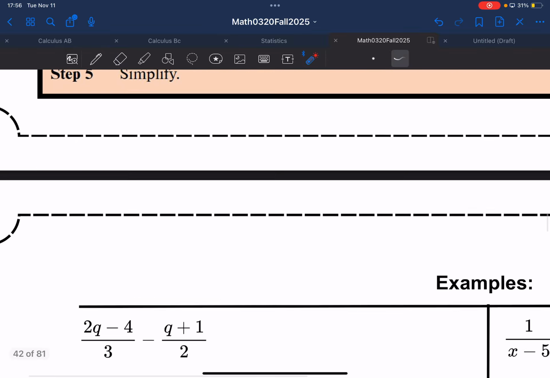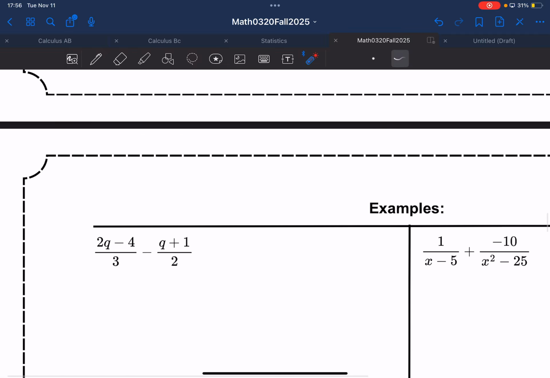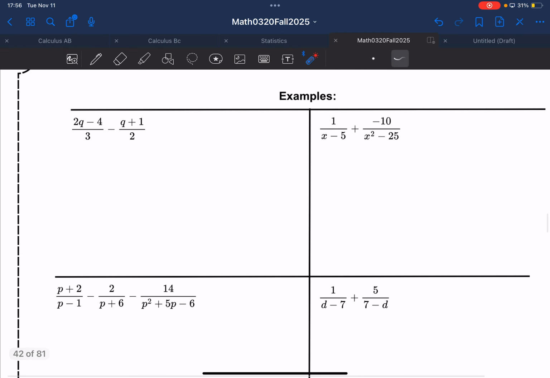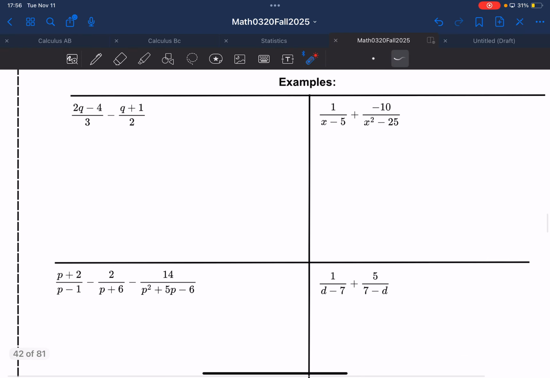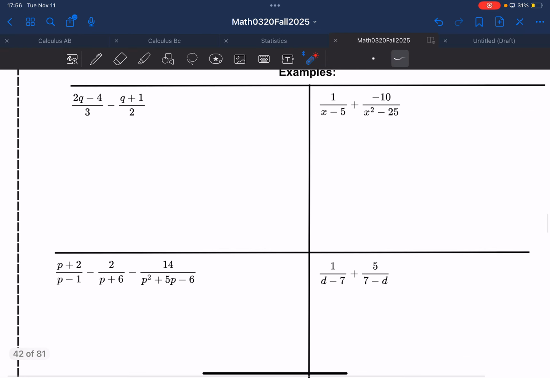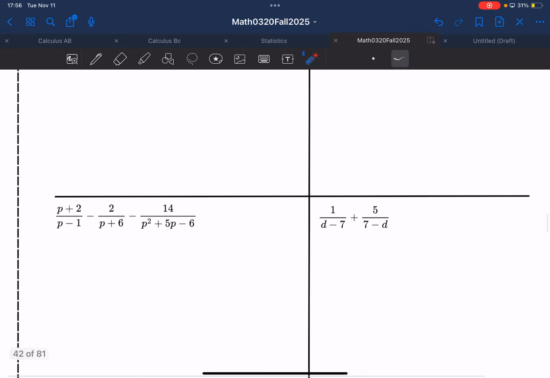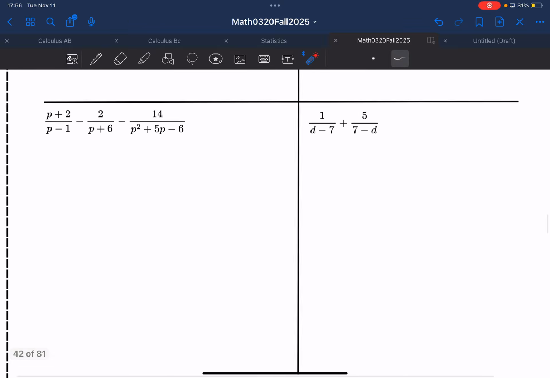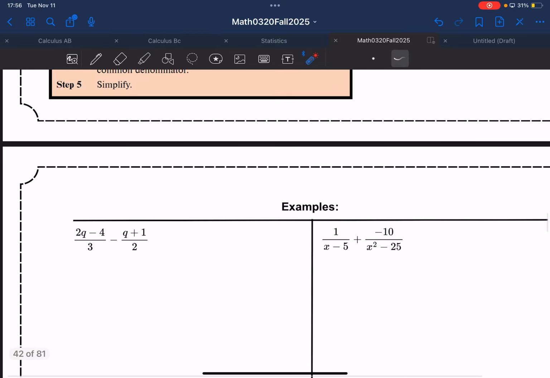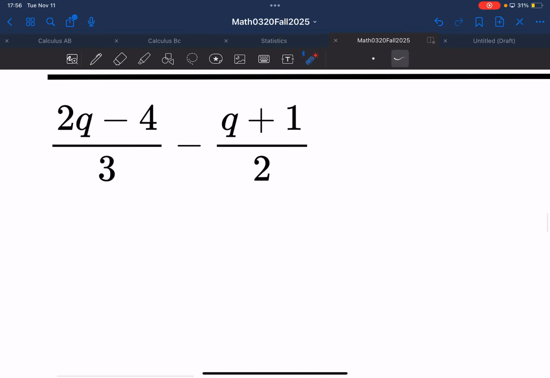Except for these ones, it's going to be a little bit more complicated, because if you look at all these denominators, not only do some of them not match, but some of them have to be factored in order to see if anything matches, especially, for example, this one down here. But we'll start off with an easier one where our denominator is just numbers.